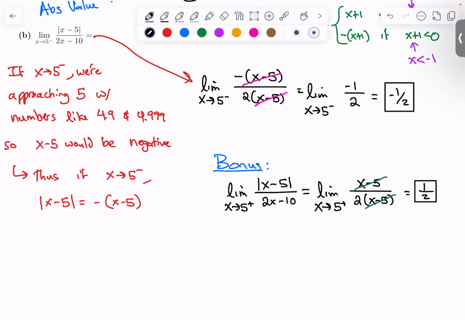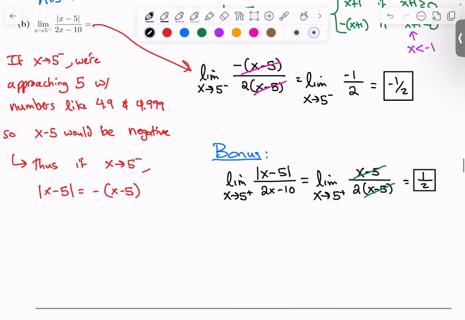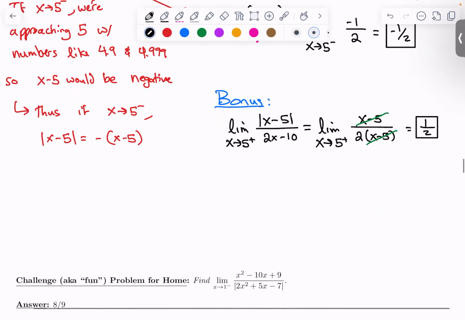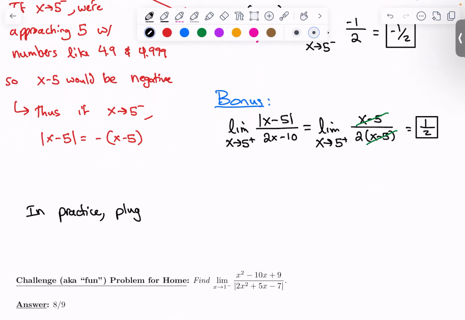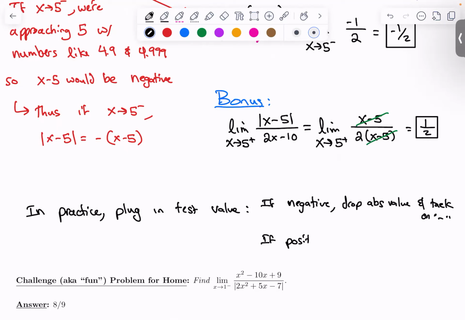Here is the trick in practice. In practice, plug in a test value. If negative, drop the absolute value and tack on a negative. If positive, drop the absolute value, and that's it.